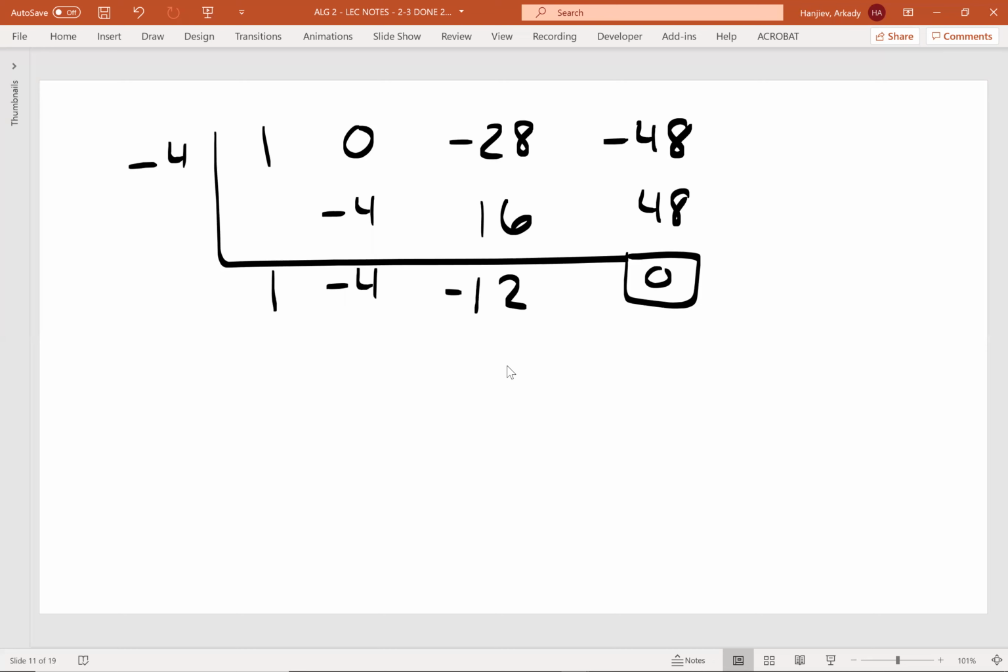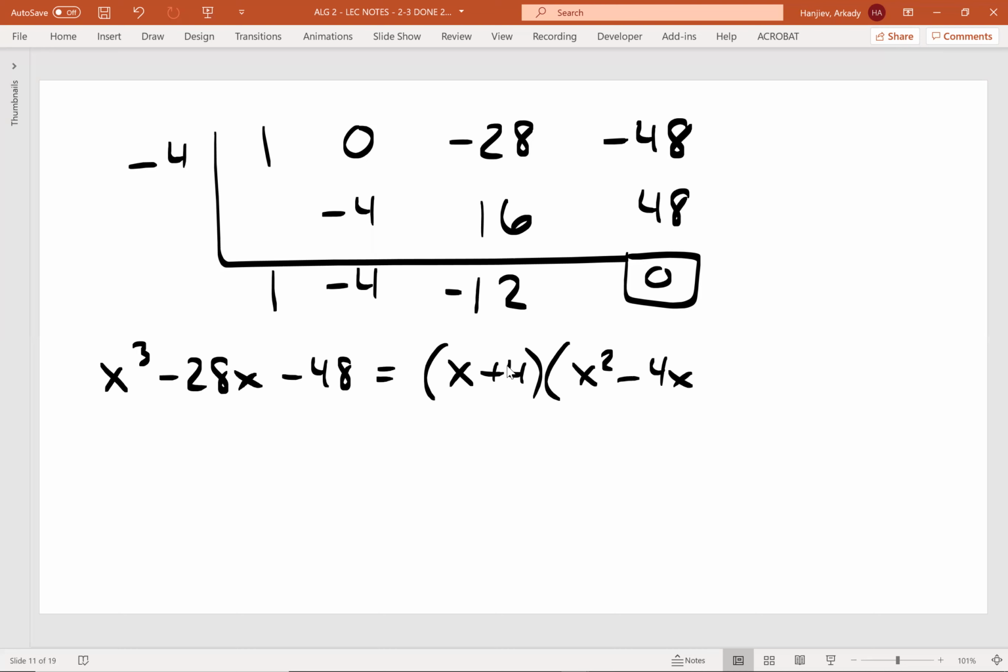Done. Okay, so let me just show you where we're at here. I just figured out that x cubed minus 28x minus 48 is the same thing as x plus 4 times, that's my divisor, x squared minus 4x minus 12. Are we good? And there's no remainder. Tell me if that makes sense.